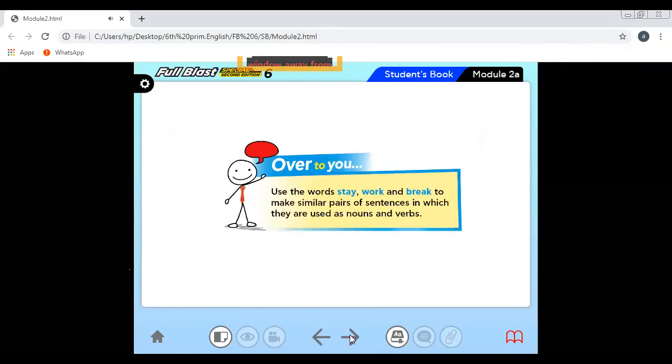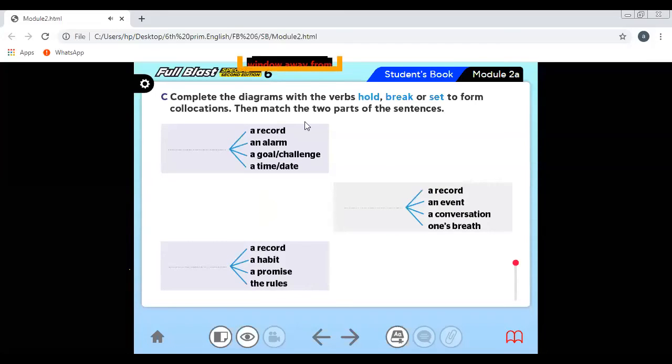Let's go to the part that some of your friends asked about. It's the collocation. By collocation we mean a group of words that go together, so we will use the right word in its place. We will talk about collocations with hold, break, and set. Each word has a meaning. A record, an alarm, a goal or challenge, a time or date. Which word is suitable for this group of words?